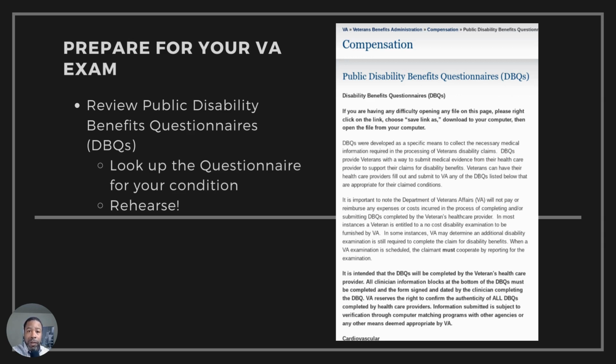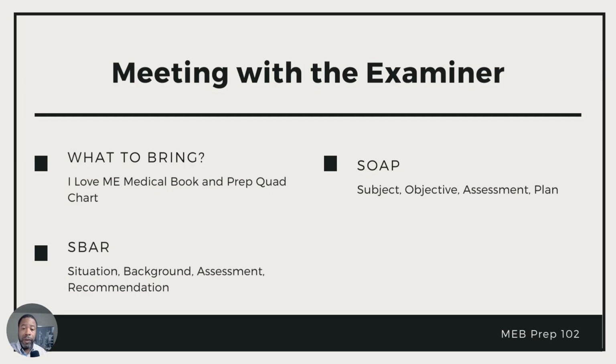And then any other claimed conditions for the VA, take a look at the ones that you think would be beneficial. The purpose of looking at the DBQs, the disability benefits questionnaire, is so that you can prepare and rehearse the questions. They're going to ask you certain questions. I want you to be able to just rehearse your story and prepare and write it down and take it with you to the exam. And we'll talk a little more about that. But rehearse.